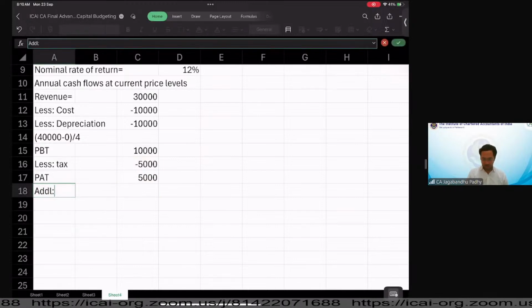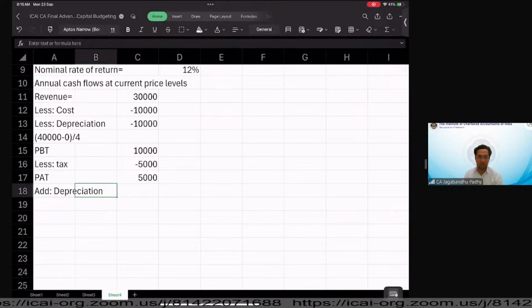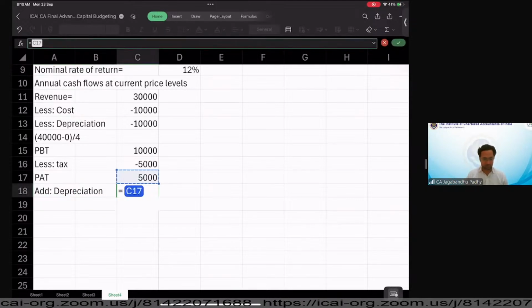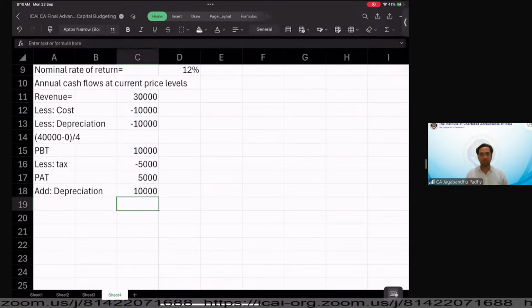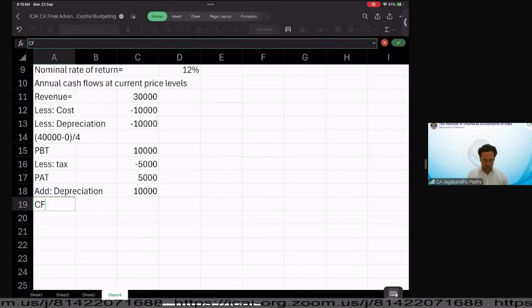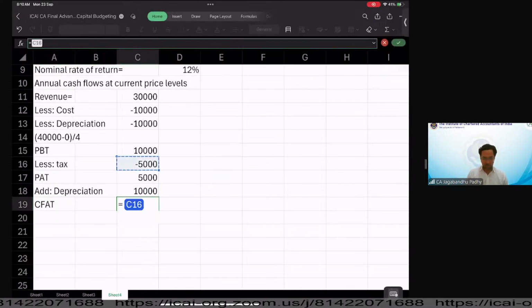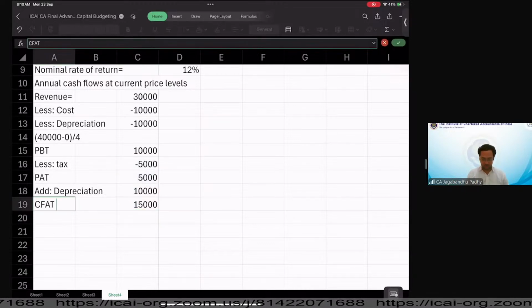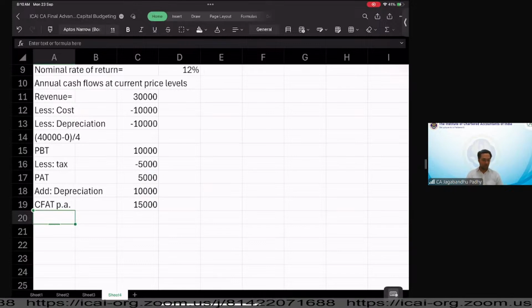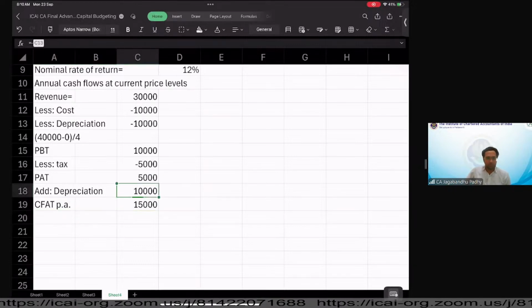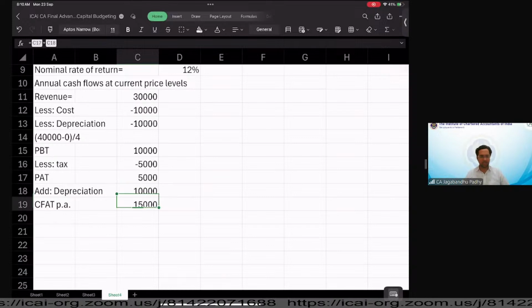Then can I say we add back the depreciation? I hope you remember this from your CA Inter. We add back the depreciation, which is to the tune of 10,000. So my cash flow after tax per annum is going to be PAT plus the depreciation. Cash flow after tax per annum is going to be 15,000. Am I right, guys? These are the annual cash flows at current price level, which is going to provide us 15,000 as the cash flow after tax.